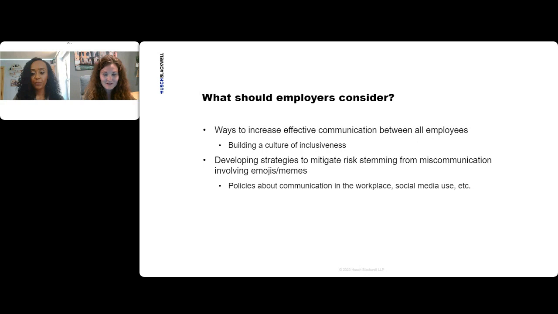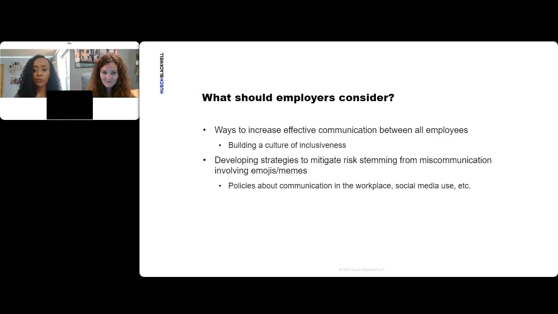a culture of inclusiveness. And then also we have to be proactive and develop strategies to help mitigate risk that stems from miscommunication, especially in light of increased communication in the remote work age and with increased social media use in the workplace. So developing policies about all of these things, we can help you do that. And we're here for you. So with that, I'm going to turn it back to Eric to wrap us up.